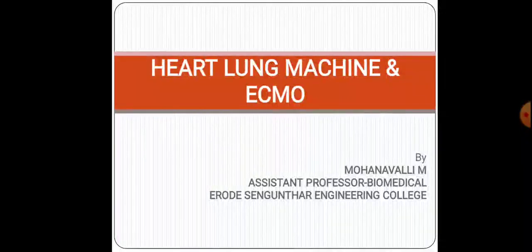From the name itself we can understand heart lung machine, which is nothing but a machine that is going to perform the function of both heart and the lung. So this is called as the heart lung machine. Then ECMO, the abbreviation of ECMO is extracorporeal membrane oxygenation, which is mainly used to provide the oxygen to the blood. So for that we are using the ECMO.